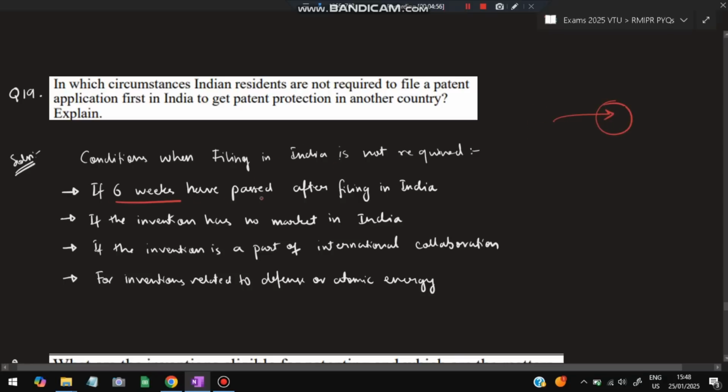First is, if 6 weeks have passed after filing in India, then permission is not required, he can apply to another country. If the invention has no market in India, if no one wants to use that product, he can apply for a patent in other countries without taking permission from India. If the invention is part of an international collaboration, in that case it is not required. And for inventions related to defense or atomic energy, which means radioactive metals, nuclear bombs and all, for those things the permission from India is not required, they can apply directly outside, in whichever country.